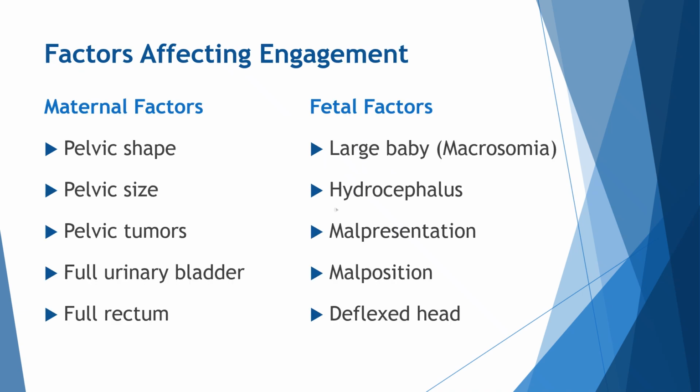Several maternal and fetal factors can influence whether the baby's head engages properly. On the maternal side, the shape and size of the pelvis are very important. A small or abnormal pelvis can delay engagement. Pelvic tumors may block the baby's descent. A full urinary bladder or a full rectum can also temporarily prevent the fetal head from entering the pelvis.